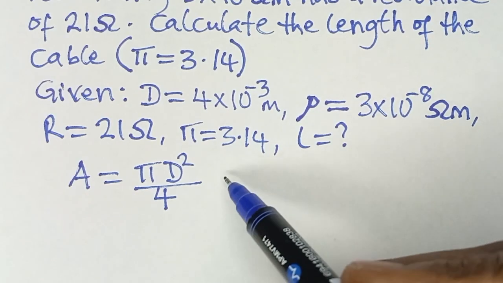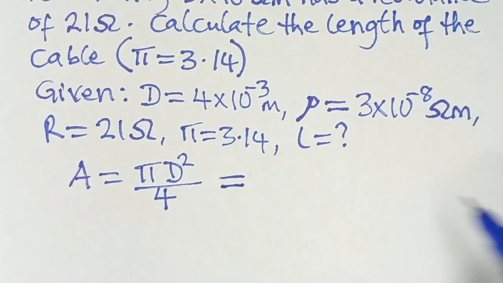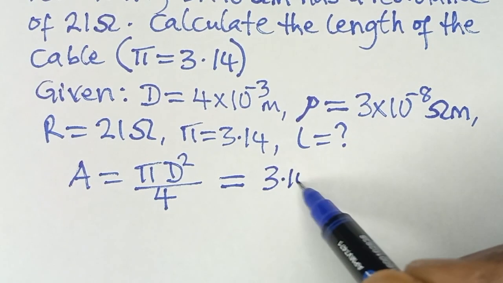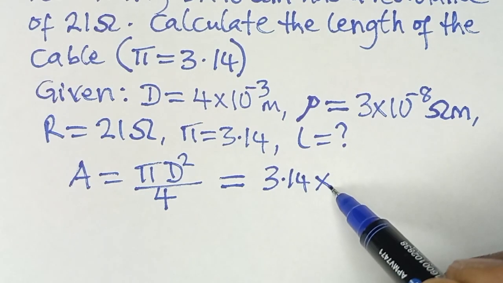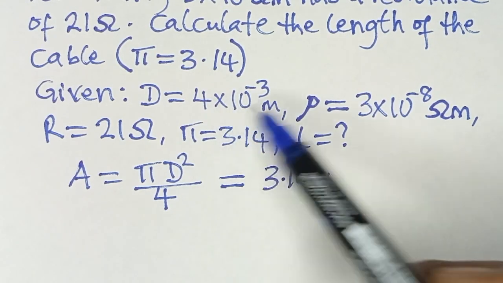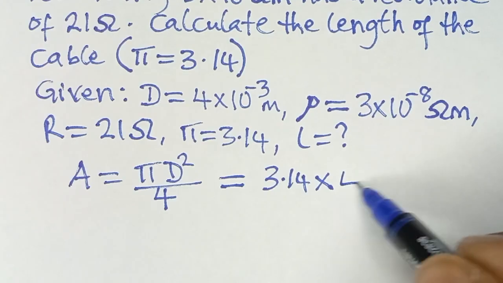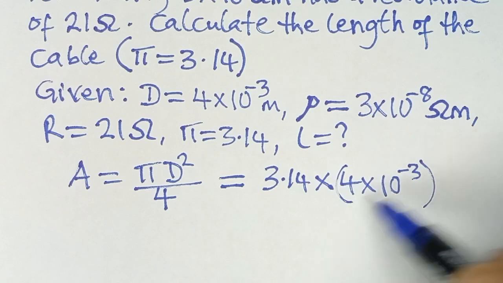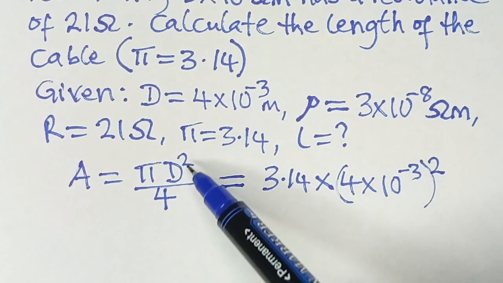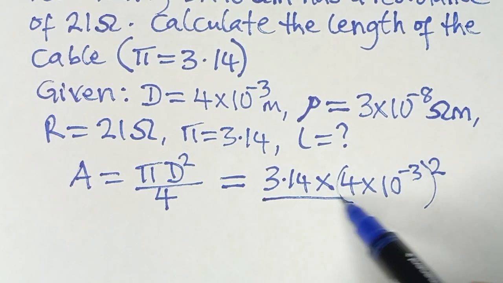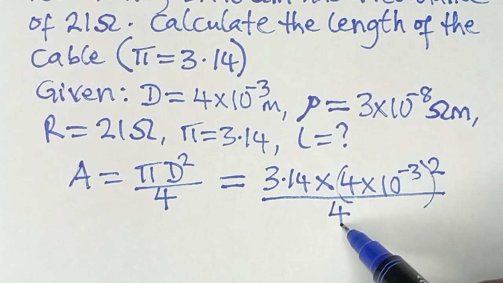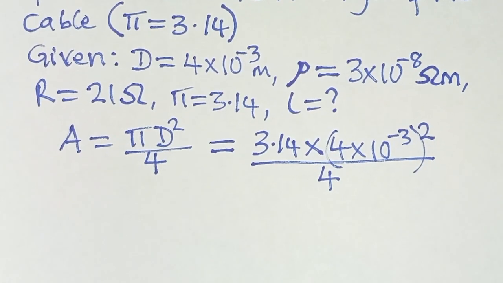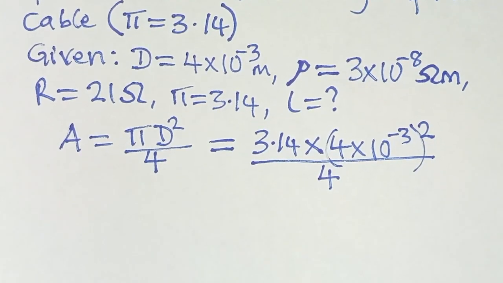So from here now, we can simply substitute the values. Pi is given to us as 3.14, and then multiply by the diameter given to us, which is 4 times 10 raised to the power minus 3. Don't forget, we have to square the diameter. Very important, the diameter has to be squared in the formula. And then everything divided by 4. Don't forget, we are calculating the area first because we need that area to use in the resistivity formula.